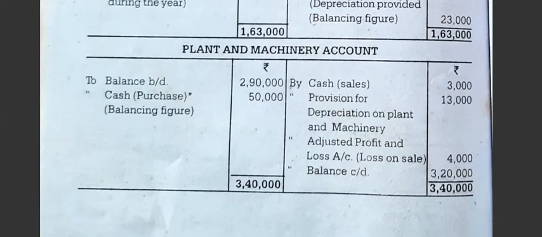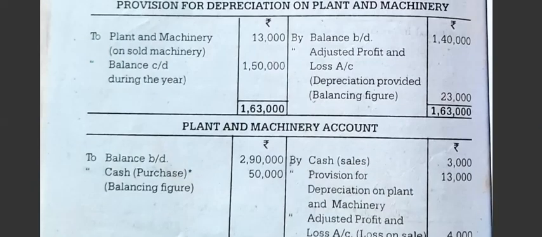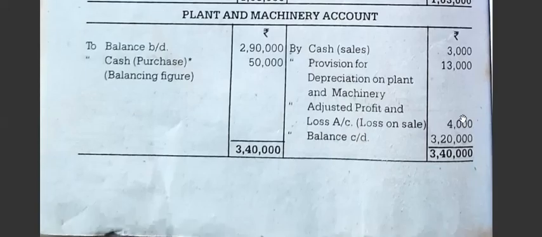Then open a plant and machinery account. In the plant and machinery account, you have to write the opening balance first, to balance brought down 2,90,000. Then the sale of the asset, the 3,000. It is given in the problem, 7,000 machinery sold for 3,000. So there is a loss. So adjusted profit and loss account, loss on sale 4,000. Then they have created a provision here. So to plant and machinery account, by provision for depreciation on plant and machinery 13,000.